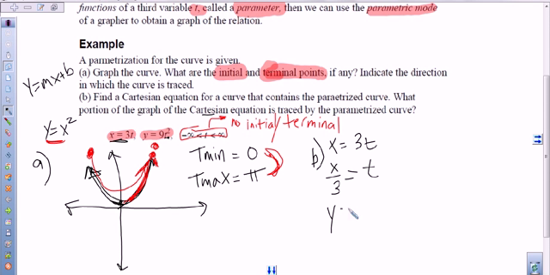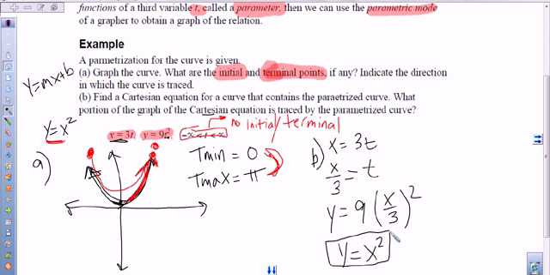You would have y is equal to 9 times t, which is equivalent to x over 3, quantity squared. So this is x squared over 9. Those 9s will cancel, and so you have just y equals x squared. So the exact Cartesian equation that fits this graph is y equals x squared.